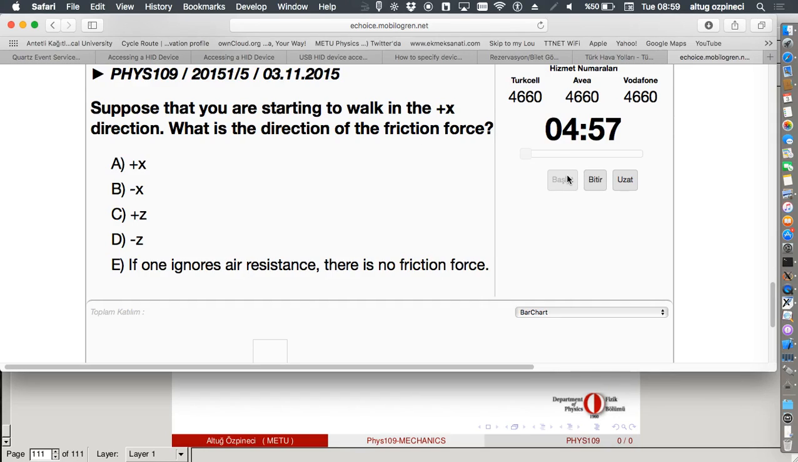So this is the question. Ignore air friction. I'm just standing here and I start walking in the forward direction, in the plus x direction. So what is the direction of the friction force? This is plus z, plus x, minus x. And we are ignoring air resistance. I'm moving in the plus x.